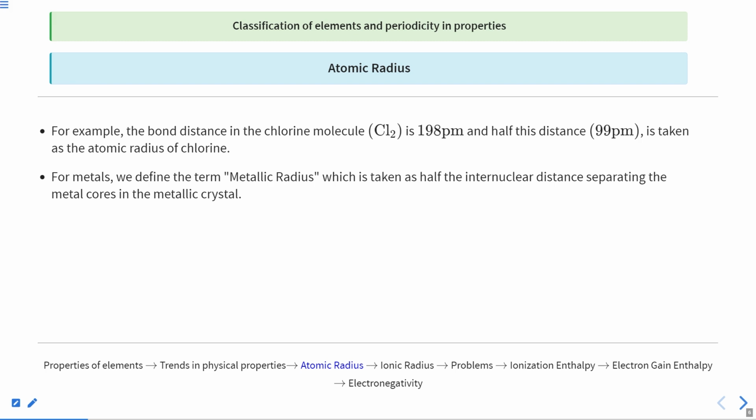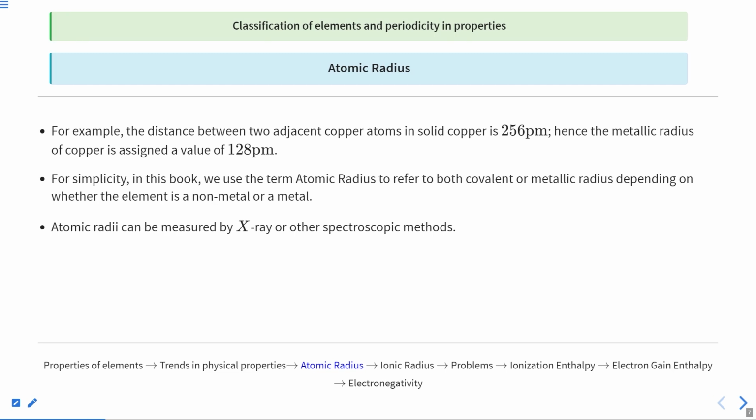For example, the bond distance in chlorine is 198 picometers, and half this distance, 99 picometers, is taken as the atomic radius of chlorine. Rather than the individual atom, this is taken as the atomic radius. For metals, we have the metallic radius, which is half the internuclear distance between the metal cores in the metallic crystal. For example, if you take two adjacent copper atoms, they are 256 picometers apart. So the metallic radius of copper is taken to be 128 picometers. Okay.